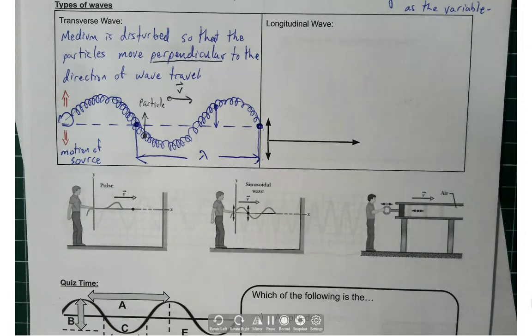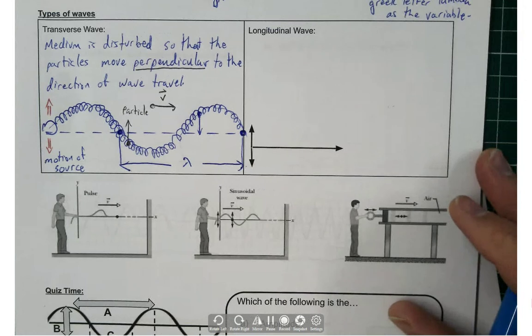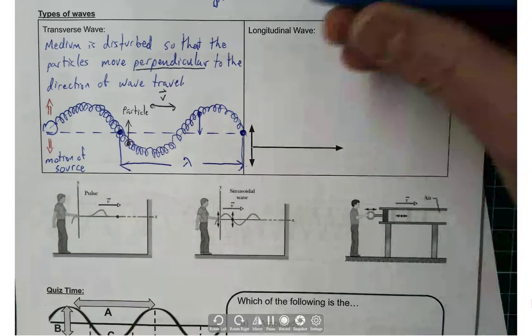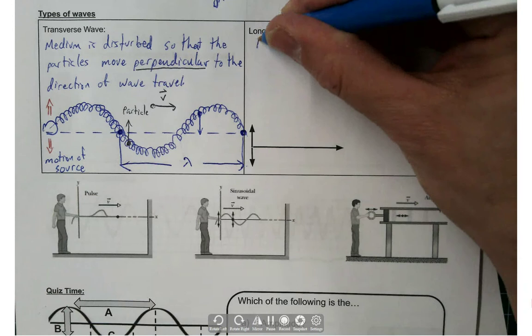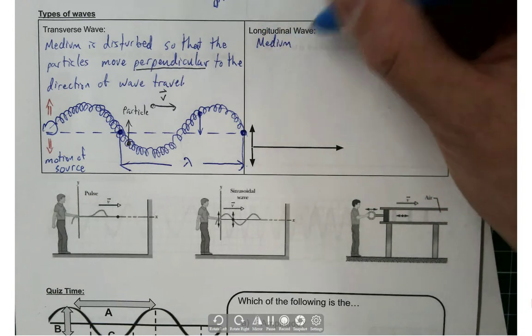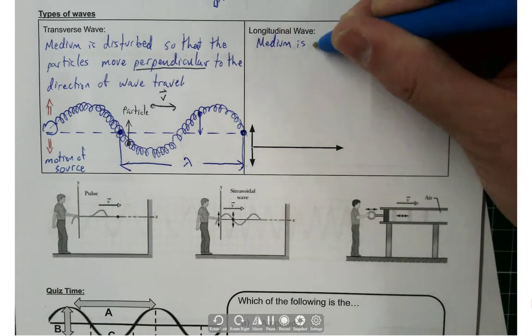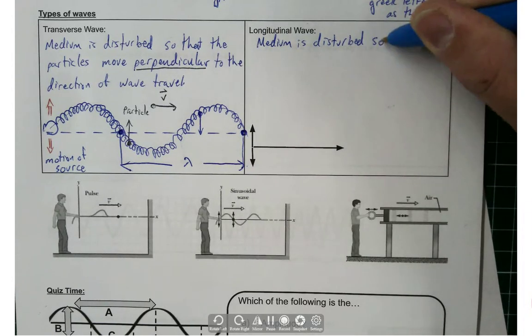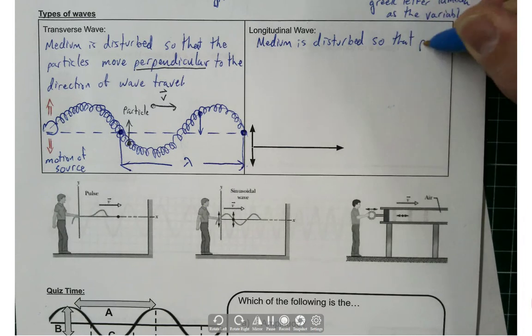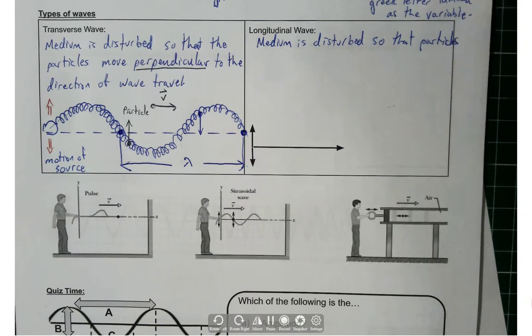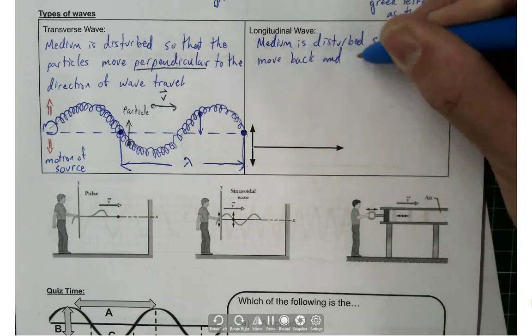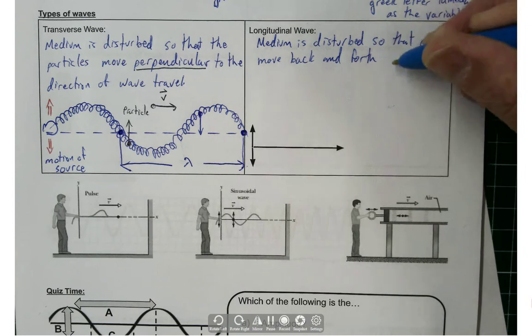All right. So there's this other kind of wave called a longitudinal wave. I'd be willing to bet that everybody thinks of a transverse wave when they think of a wave. That's probably what you think of. You probably don't think about a longitudinal wave, but it is a wave. It fits the definition. So it's a medium that's disturbed so that the particles move back and forth along the axis of travel.